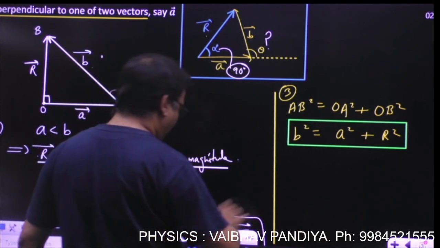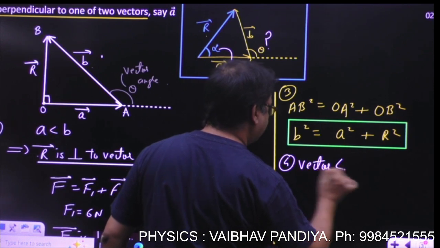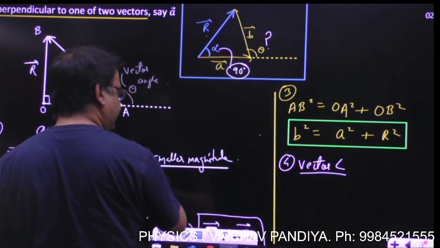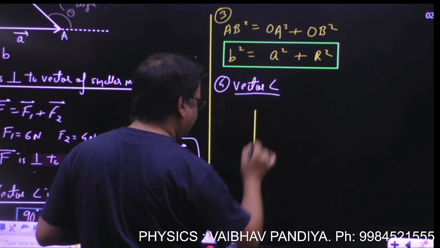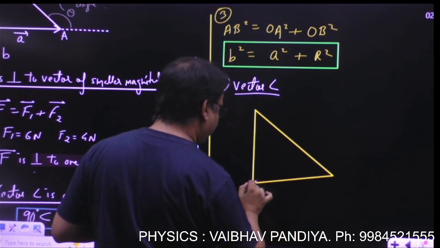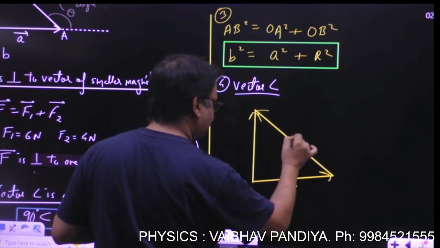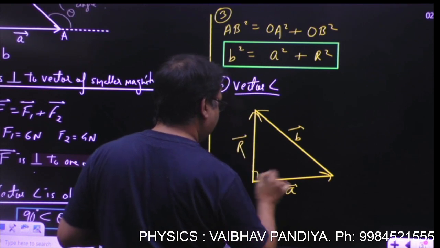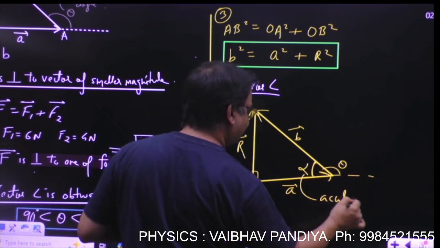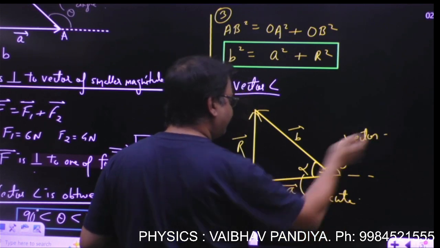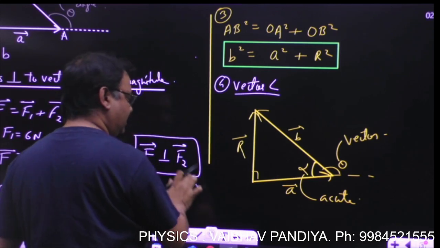And number 4, most important: in many MCQs, we have to find the vector angle. Vector angle means we have to find theta. To find the vector angle, the problem will give us some relation. Suppose you are given, first of all, we will make the figure like this. This is A, this is B, this is R. Let us call this alpha. Of course, alpha will be acute, but alpha is not the vector angle. The vector angle is this. But for sure, if you find alpha, you can clearly tell theta. Theta is simply the supplementary angle of alpha.